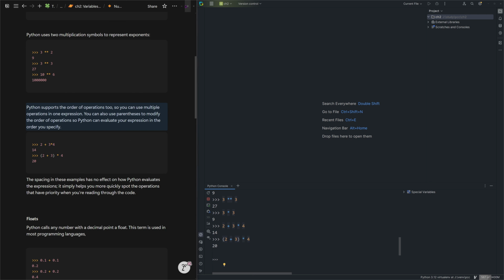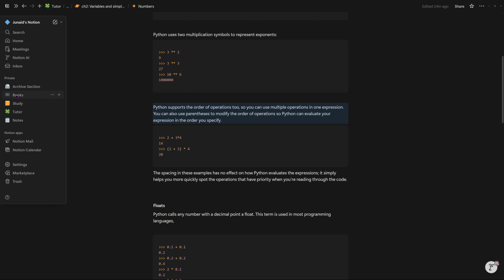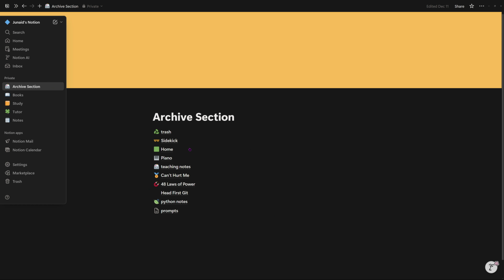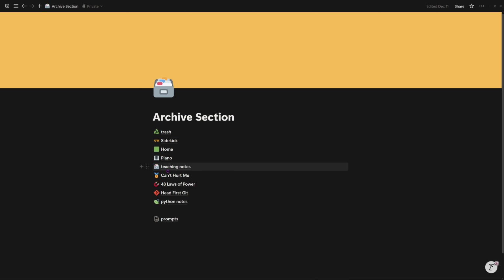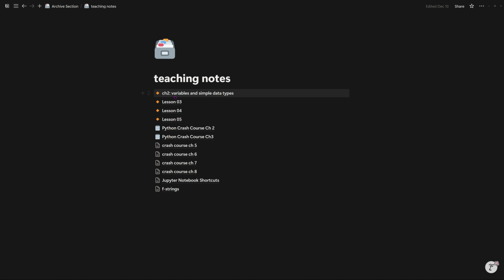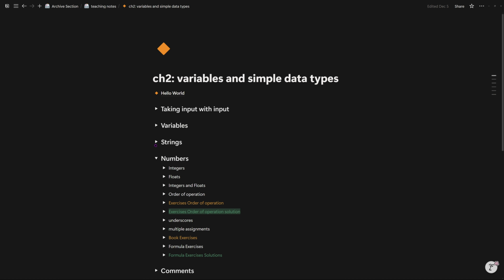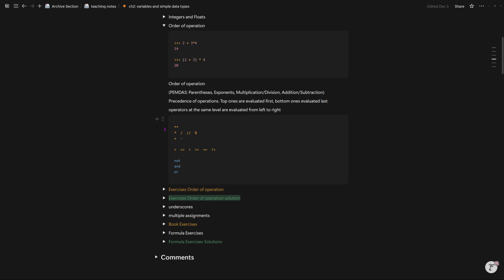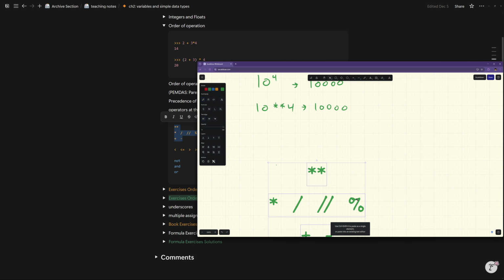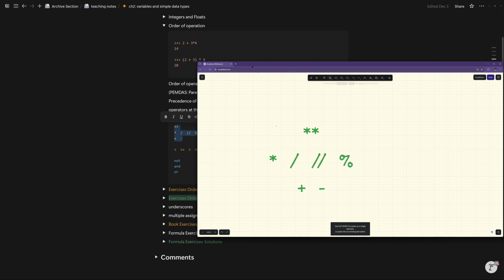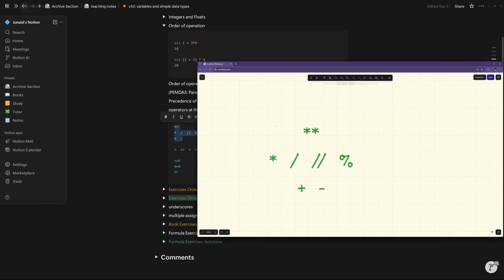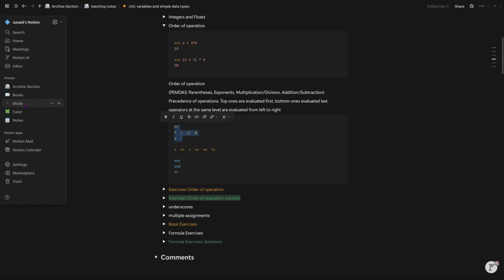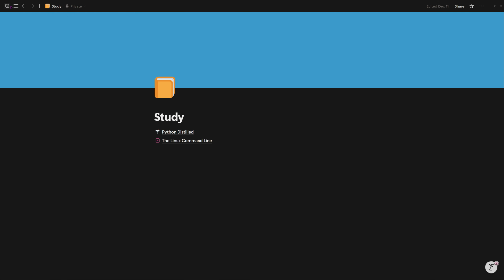And I should have a table in some other notes that can actually show you the complete precedence rule. Let me see. Yep, here it is. So let me see if I can tap it down here. And let's go back to our notes.